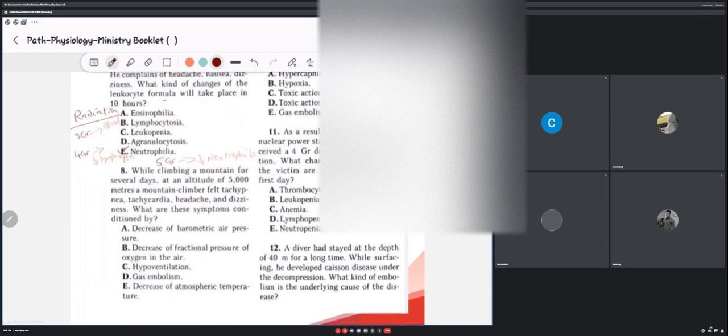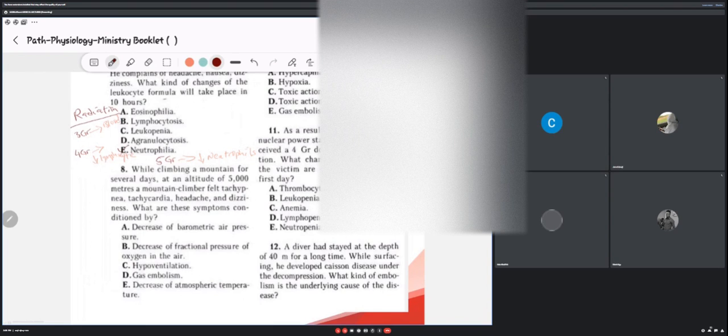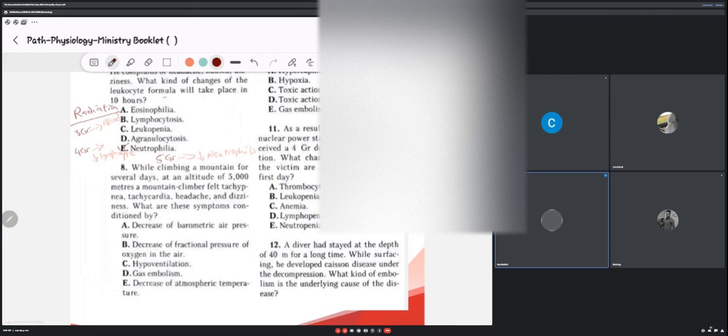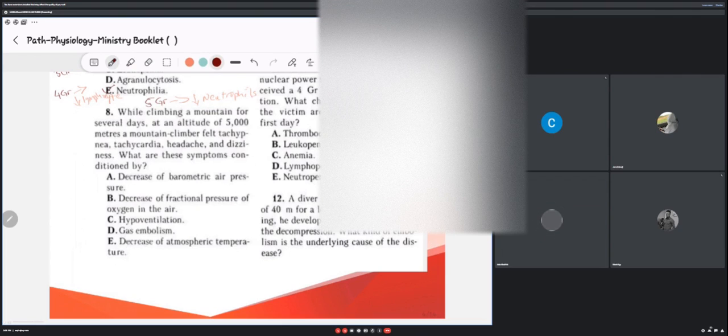While climbing a mountain for several days at an altitude of 5,000 meters, a mountain climber felt tachycardia, that's increased breathing, increased heart rate. There was headache, dizziness. What are these symptoms conditioned by? So what is the cause? What do you think happens when there's mountain climbing? Because at high altitudes we have less oxygen. Exactly, partial pressure of oxygen is decreased. Yes, decreased partial pressure of oxygen. So that's the reason.